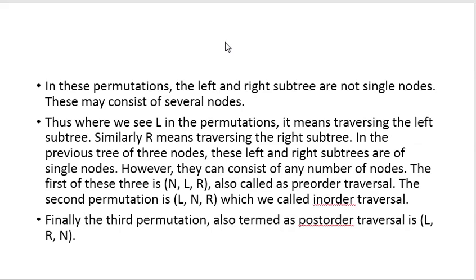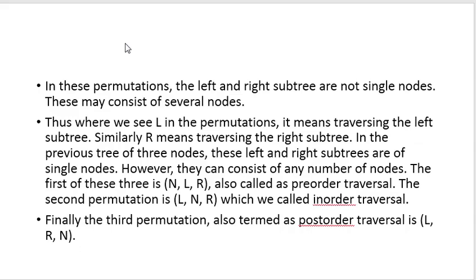The first of these 3 is node, left and right, also called pre-order. As I have told you, we have 3 types of orders: pre-order, in-order and post-order. In pre-order we have first the root, then left and then right. In in-order we have left, the root and the right. In post-order we have left, right and then the root. So we have 3 combinations for any binary search tree.